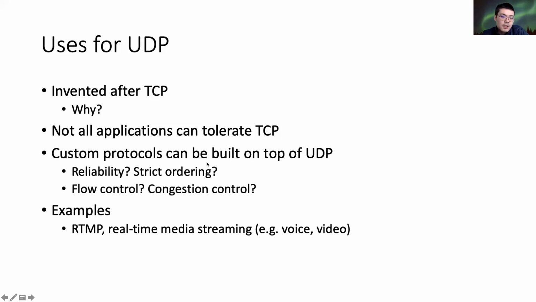So custom protocols can also be built on top of UDP, right? For those applications, you need to make sure it's fine to lose some packets, or even lose a connection. If you are calling on Skype and the connection is really bad, potentially you will lose a connection. Also, there's no congestion control, so if it's really bad, you just call again.